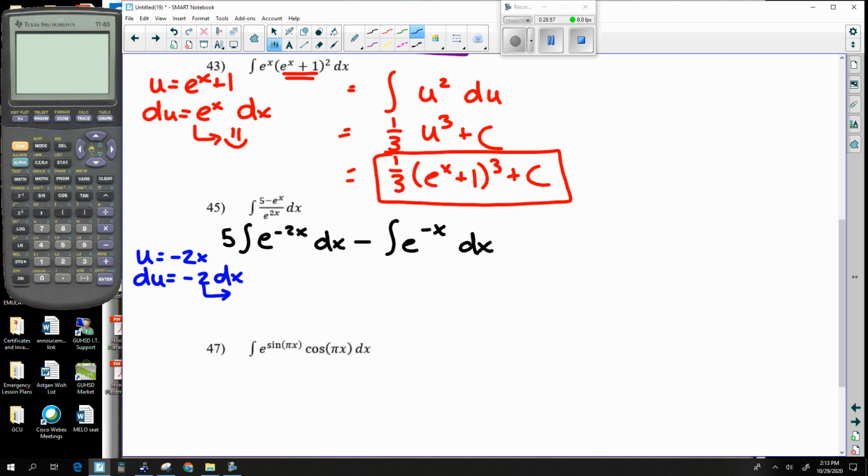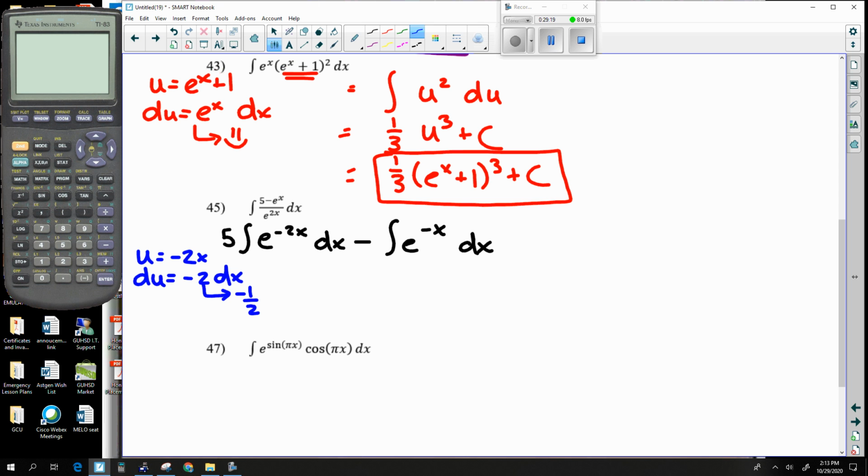Okay, I'm not paying any mind to the 5. If you want to put the 5 in here, that's fine. It'll come out in the wash. So to eliminate the negative 2 that's created, I have to have a negative 1/2. There's a 5 already out there. Again, don't worry about that.